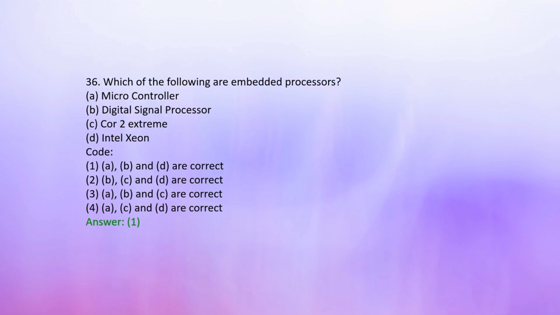Number 36, which of the following are embedded processors? A, microcontroller. B, digital signal processor. C, Core 2 Extreme. And D, Intel Xeon. And codes are: number 1, A, B and D are correct. Number 2, B, C and D are correct. Number 3, A, B and C are correct. And 4, A, C and D are correct. And the correct answer is 1, A, B and D are correct.